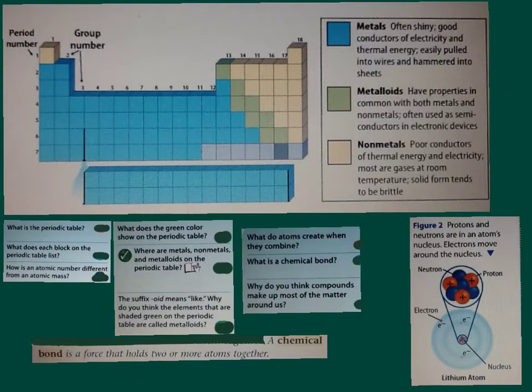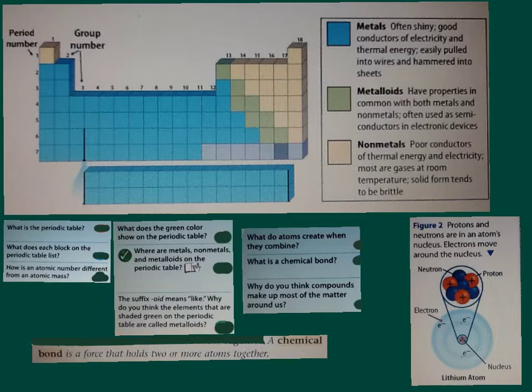The periodic table. Imagine trying to find a book in a library if all the books were unorganized. Books are organized in a library to help you easily find the information you need. The periodic table is like a library of information about all chemical elements. A copy of the periodic table is on the inside back cover of this book. The table has more than 100 blocks, one for each known element.